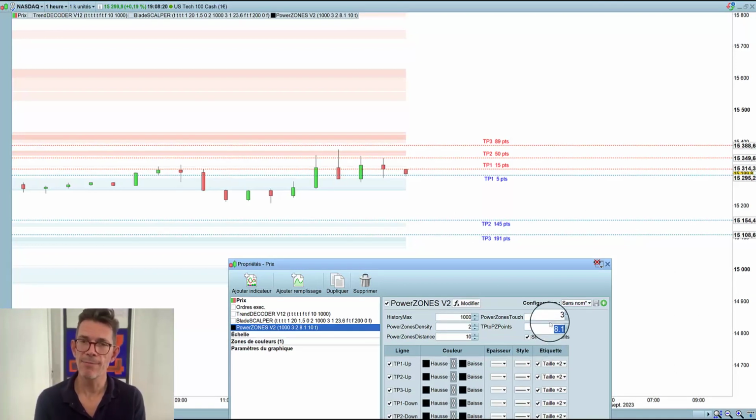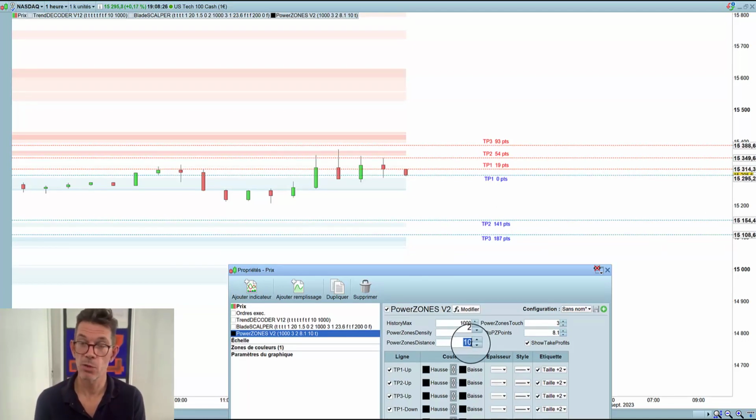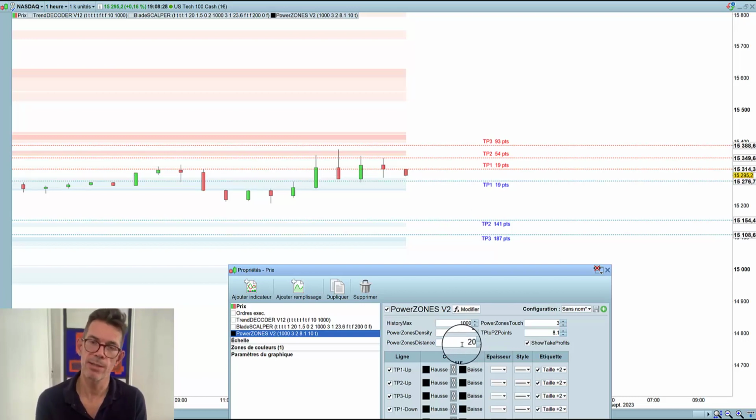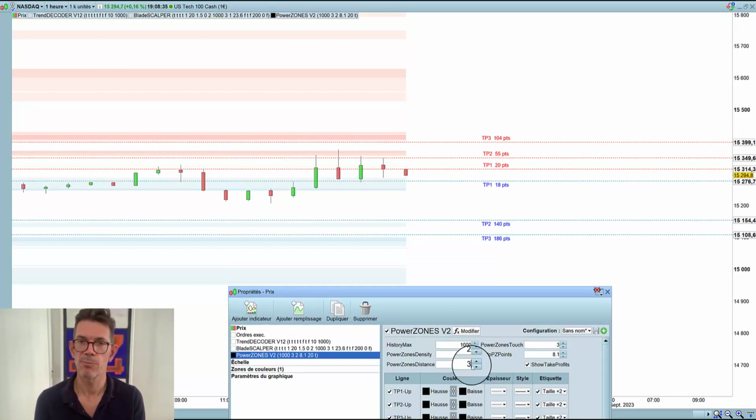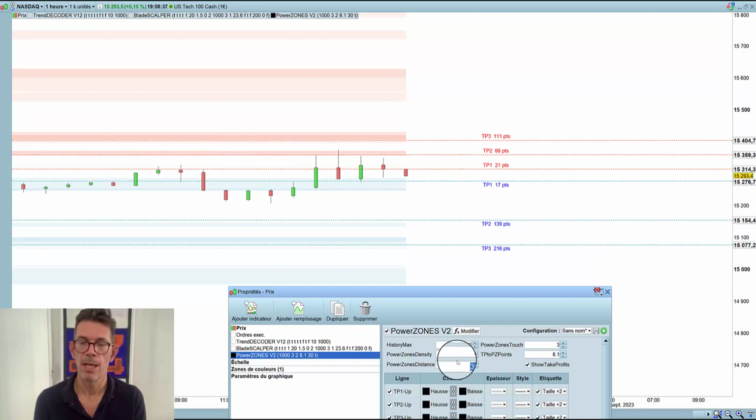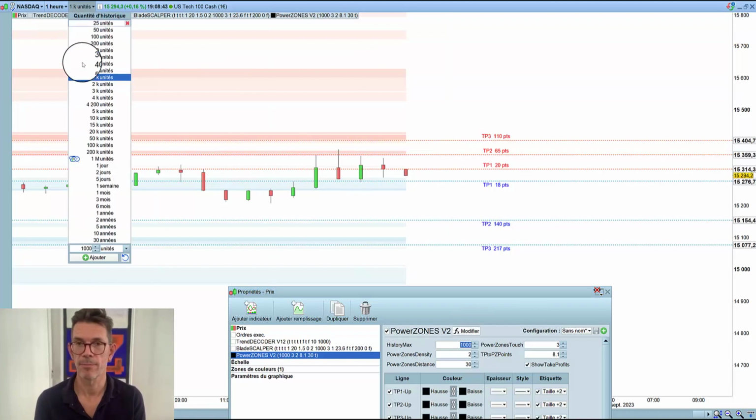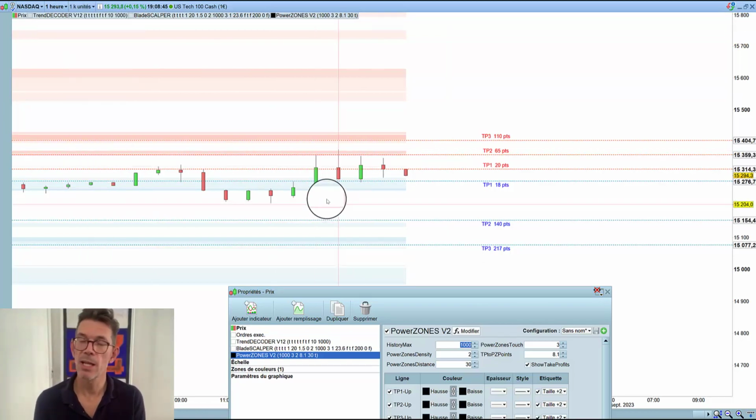Lastly, we have the PowerZone distance tab, which lets you set the minimum distance between two zones, so you can increase the distance between your take profits. And don't forget to adjust the history max to suit your chart's historical data. By the way, you can decide not to show the TPs on your chart by just unchecking this box.